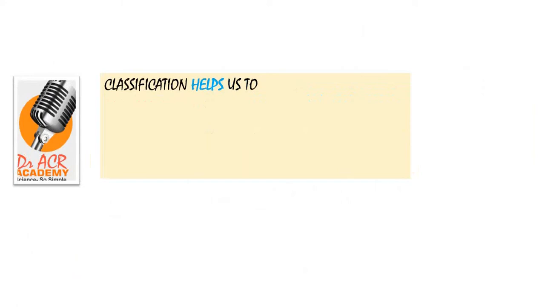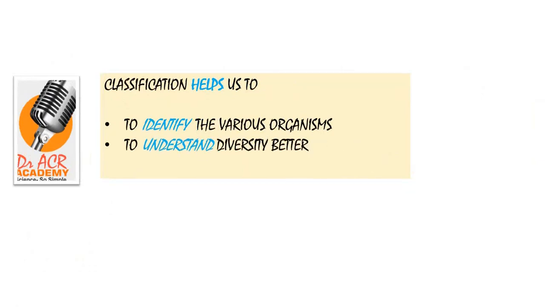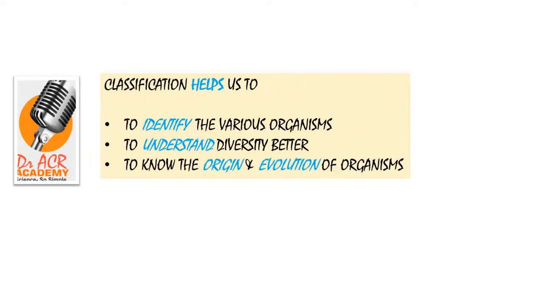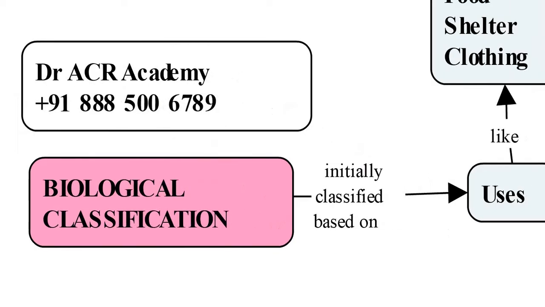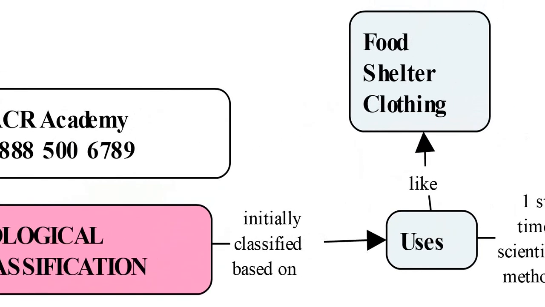Then coming to the applications of classification, it helps us to define the various organisms, to understand diversity in a better way, and to know the origin as well as evolution of the different kinds of organisms.